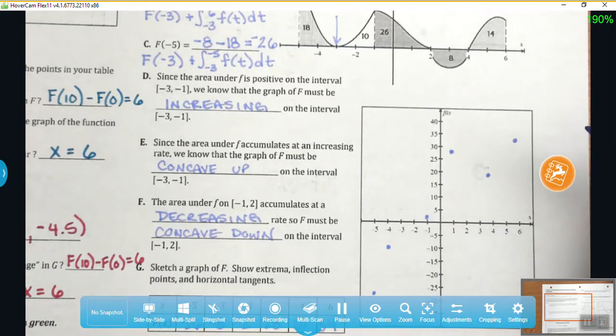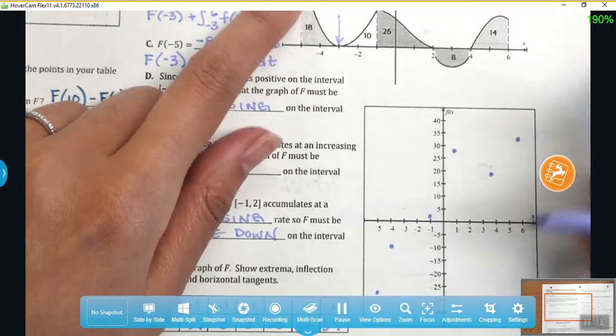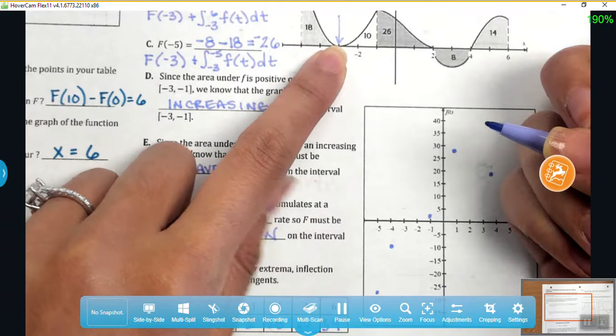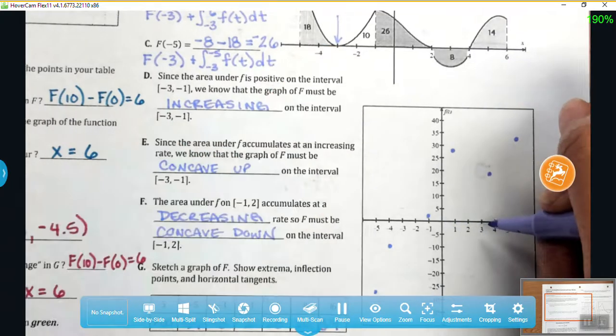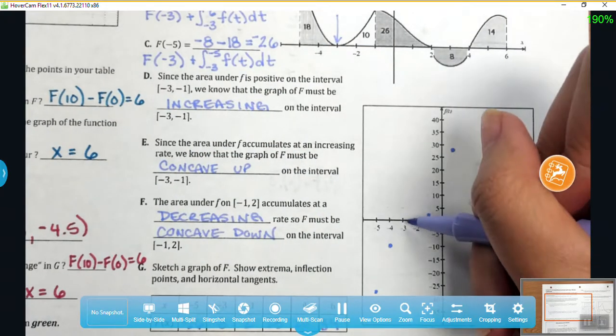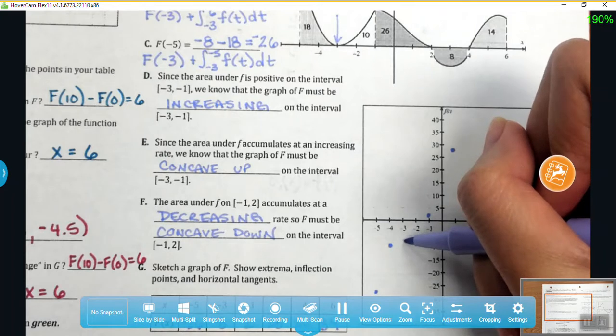So, what are we? We're decreasing, so we're concave down up until... How come my -3 is not on here? I put it in the wrong spot, guys.